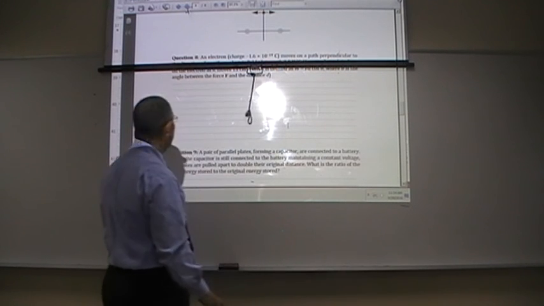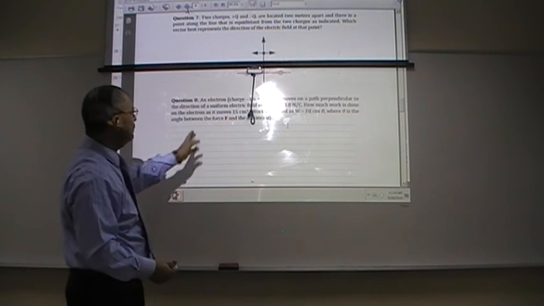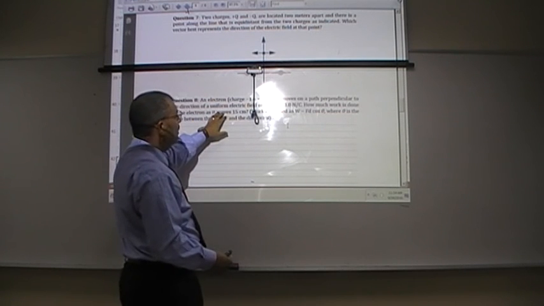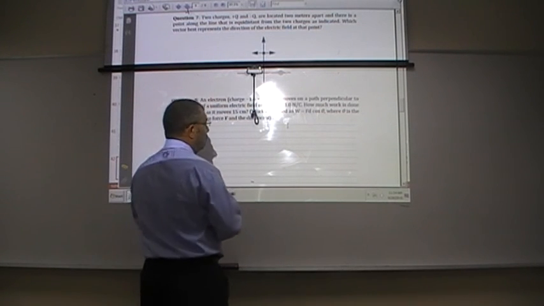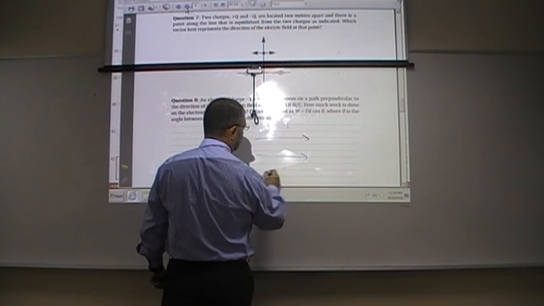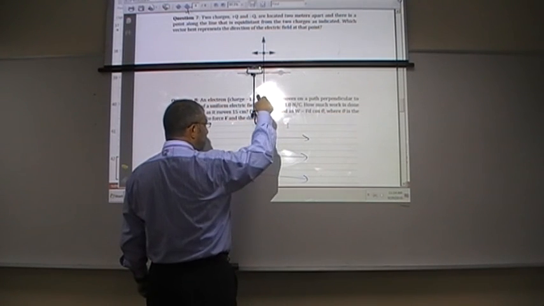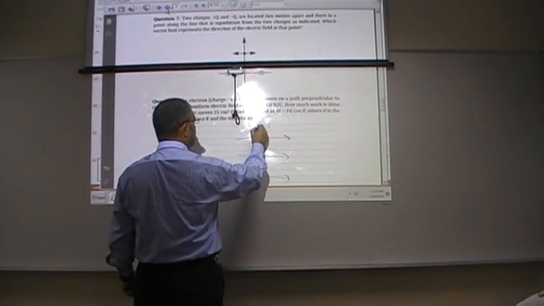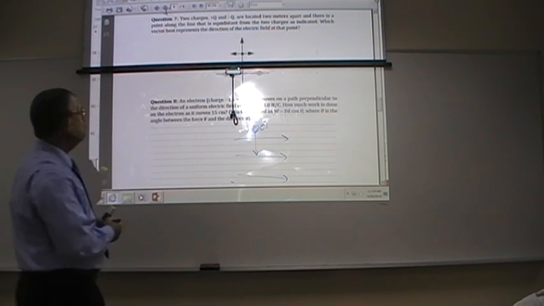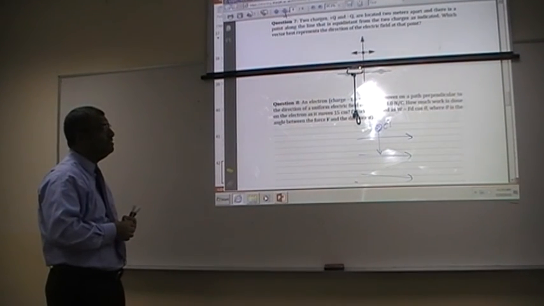Okay, let's do question number 8. An electron that has that charge moves in a path perpendicular to the direction of a uniform electric field of strength. So I have an electric field that is maybe this way, and I have an electron that moves perpendicular to it, moving this way. That's my electron. How much work is done on the electron to move it 15 centimeters?